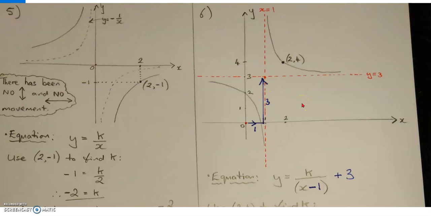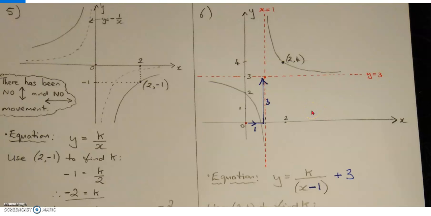Well, one quite obvious thing that you need to look at first of all is where are the asymptotes. And if you look carefully, you will see that there must be an asymptote here, this vertical asymptote at x equals 1, and there must be a horizontal asymptote there where y is equal to 3.